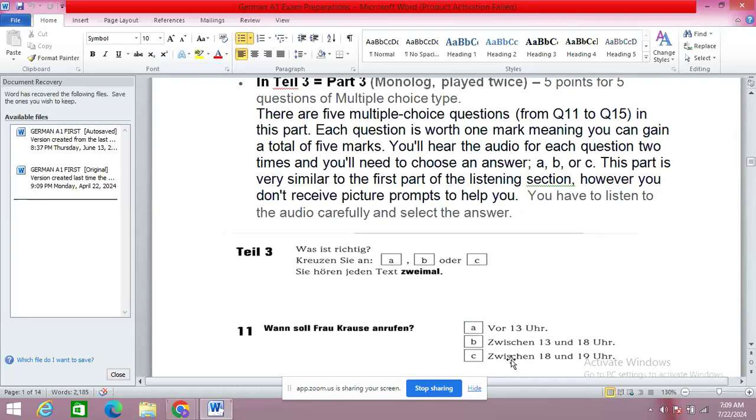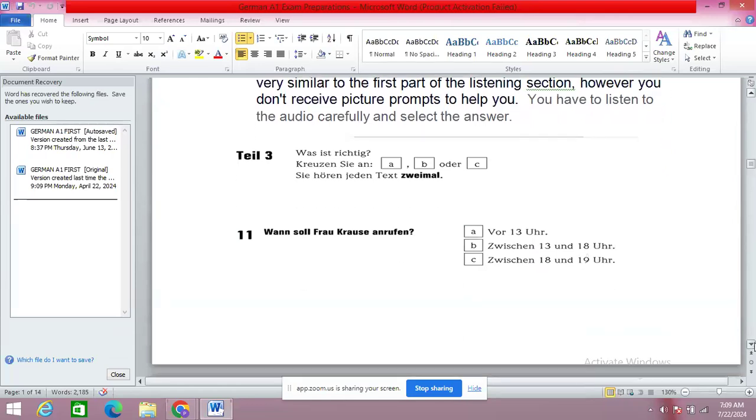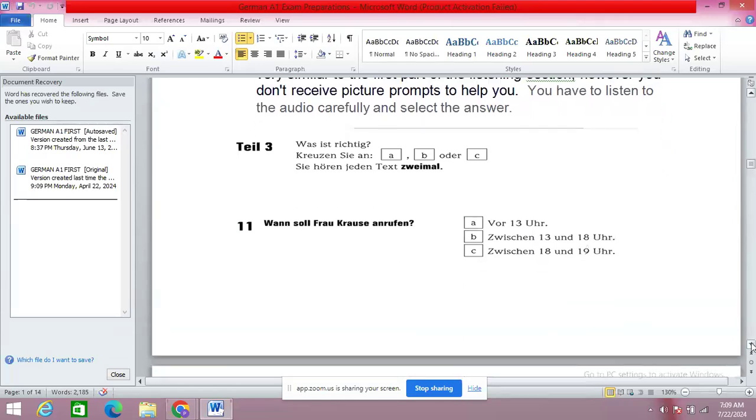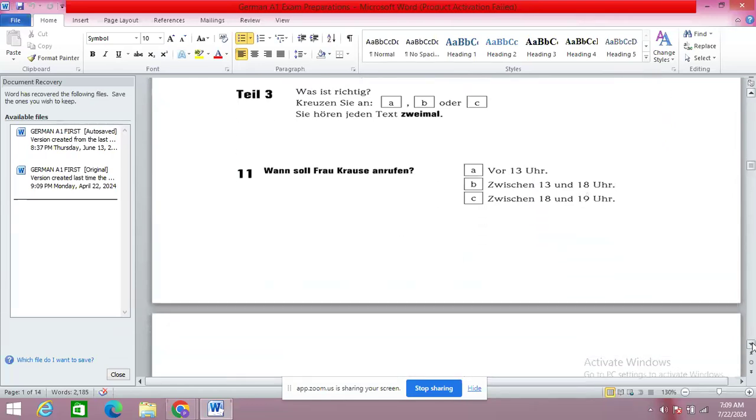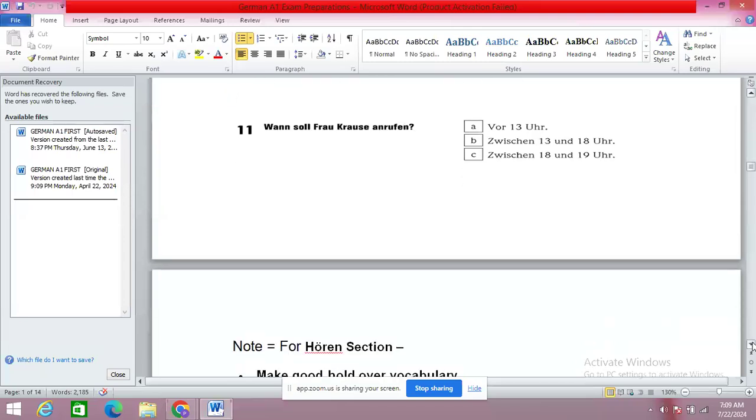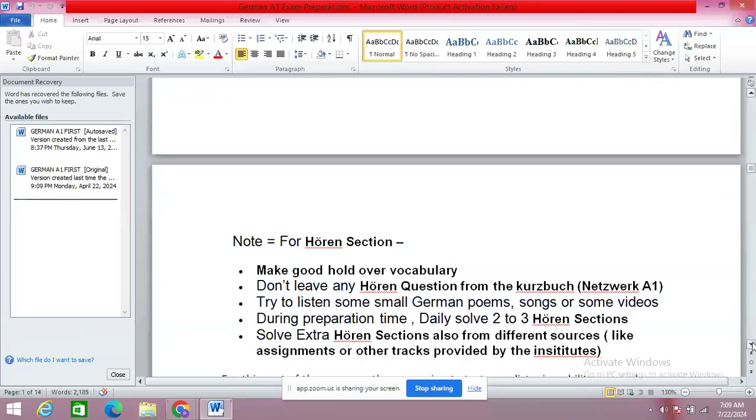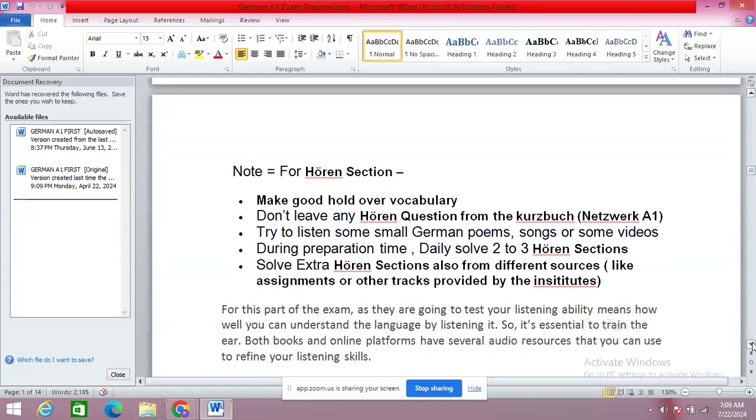In our question 1, there were images. So this is a slight difference here. Other than that, everything is similar. Audio is going to be played 2 times. We need to mark the appropriate answer accordingly. So this is a brief about our Hören module, how we are going to have questions in our Hören module. Now the tips for our Hören module.